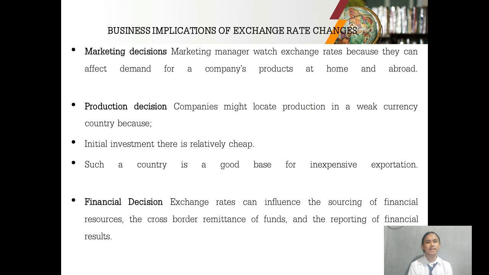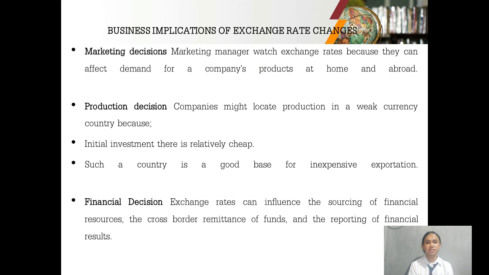Financial decisions. Exchange rates can influence sourcing of financial resources, the cross-border remittance of funds, and the reporting of financial results. In this area, a company might be tempted to borrow money where interest rates are lowest. In deciding about cross-border financial flows, a company would want to convert local currency into home country currency when exchange rates are most favorable so that it can maximize its return.